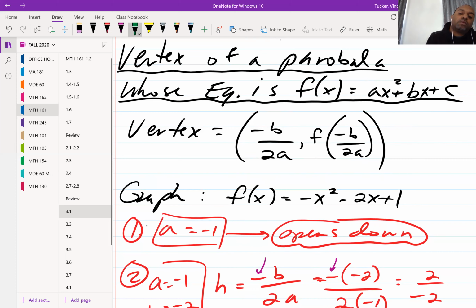All right. So first one here, f of x is equal to negative x squared minus 2x plus 1. So we want to graph this one. First thing we do is just follow the same steps that we had before. We look at a. A is equal to negative 1, so that means it's going to open down for us. Remember, if it's positive, it will open upward.